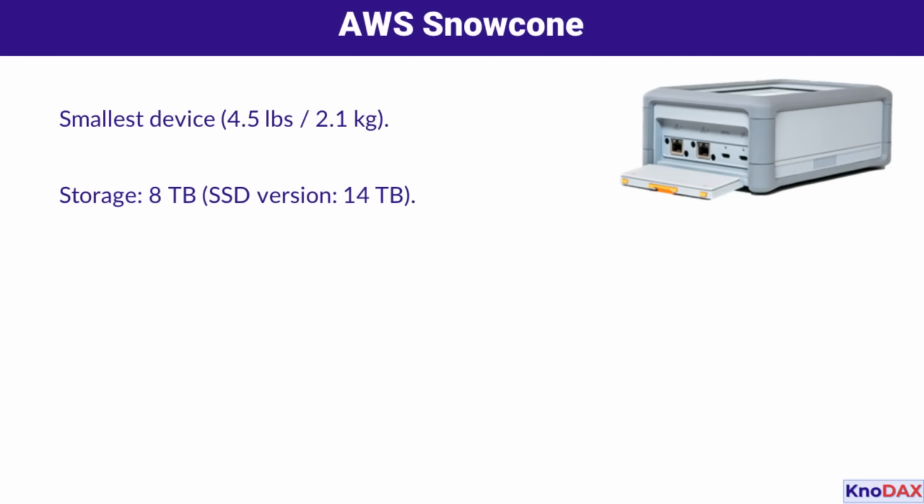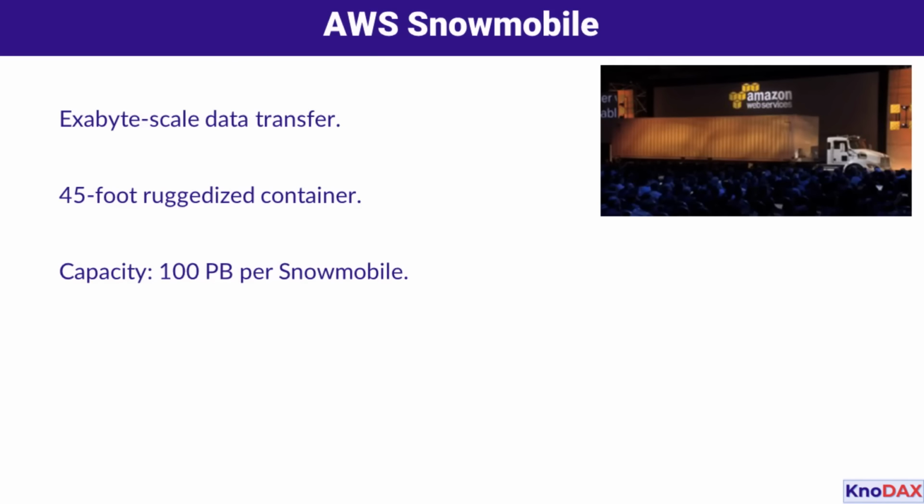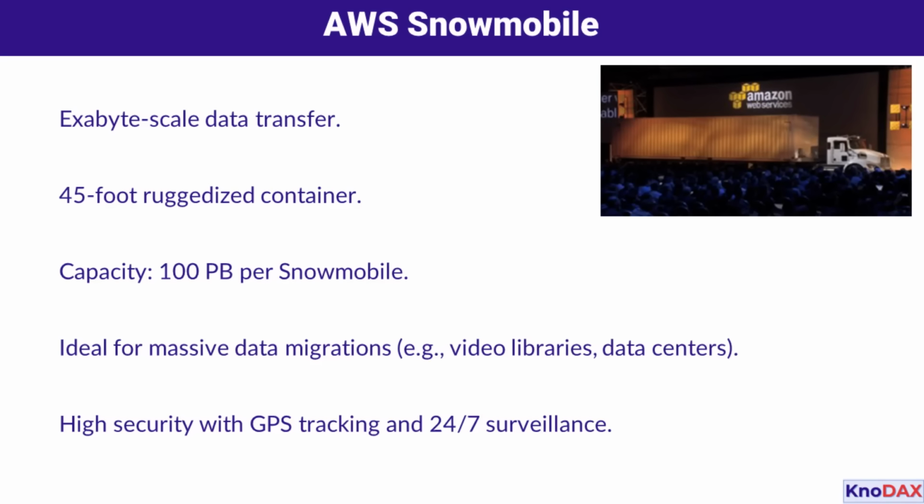Now, meet AWS Snowcone, the smallest member of the Snow family. Lightweight and portable, it's ideal for constrained spaces or on-the-go use cases like IoT or drone deployments. For truly massive data transfers, there's AWS Snowmobile. This 45-foot-long shipping container can transport up to 100 petabytes of data. Whether it's an entire data center or a massive video library, Snowmobile is built for the job, and with top-notch security.